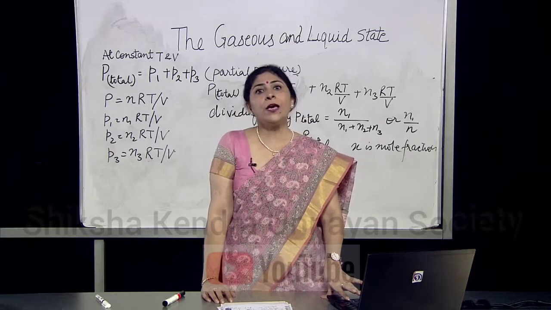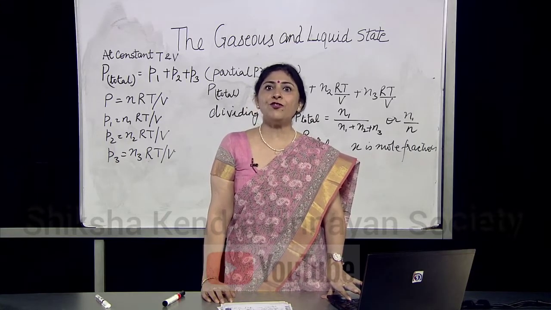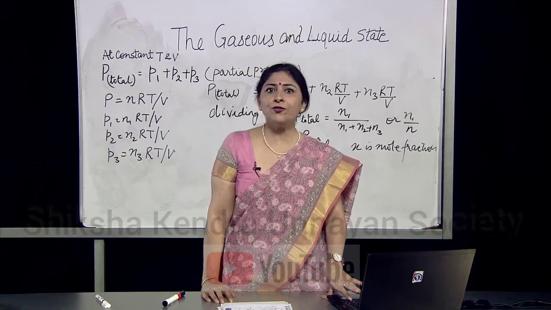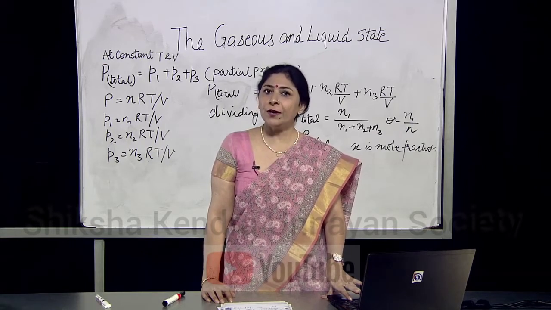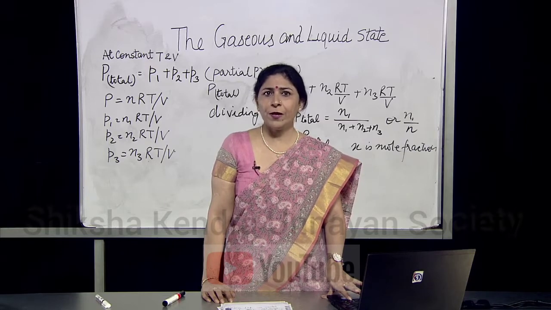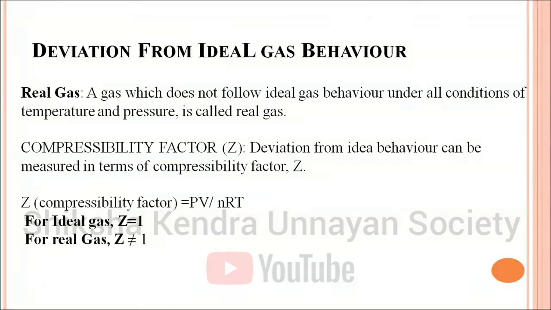But all the gases do not behave ideally. So, the gas laws mentioned are strictly valid for ideal gas under all conditions of temperature and pressure. Real gases show deviation from these laws at low temperature and high pressure. So, what are the deviations? A real gas is a gas which does not follow the ideal gas behavior under all conditions of temperature and pressure, and it is called the real gas.